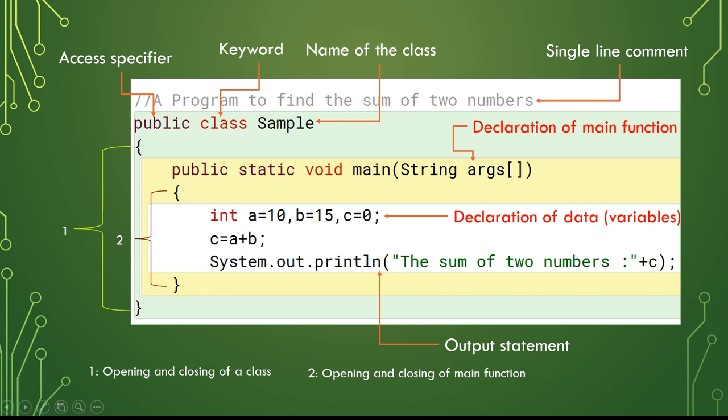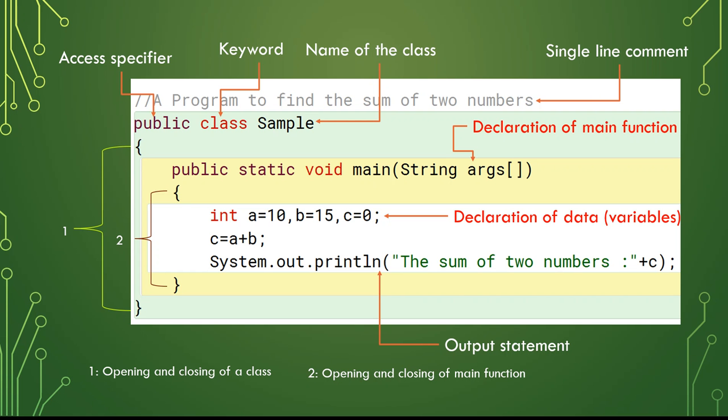Now you got a processing statement where you are adding a plus b. Then the result will be stored in c. Okay, all these will be discussed later. And then you got an output statement, System.out.println, sum of two numbers is c. That means you are going to display it on the screen. So System.out.println is the output statement which displays whatever result you calculated on the screen.